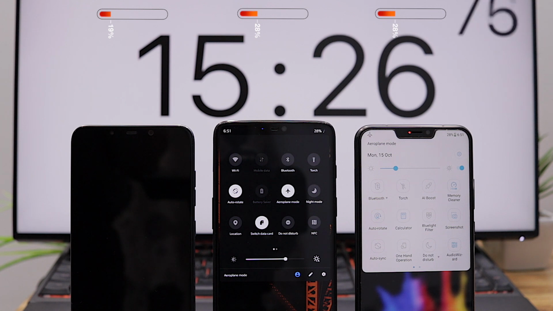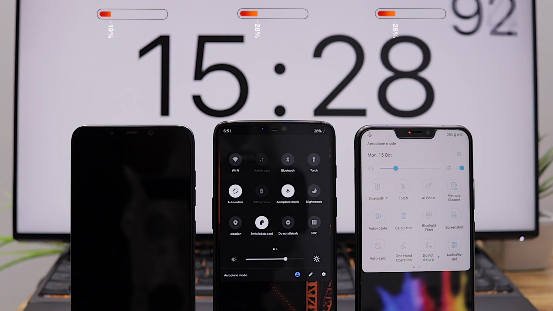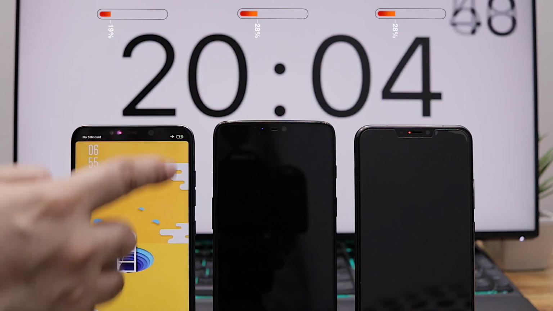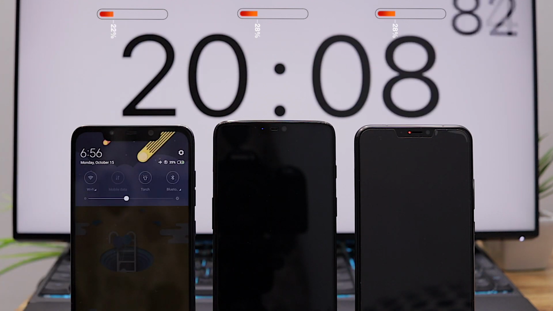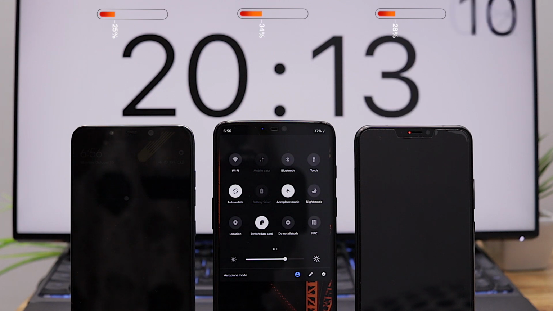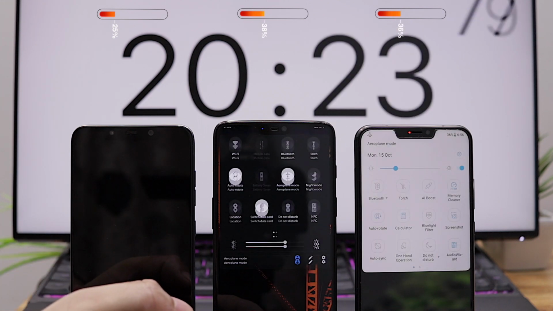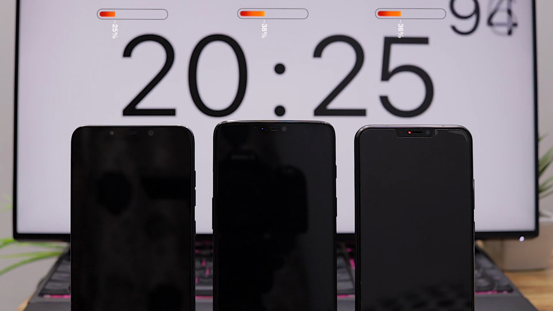Pretty neck and neck competition so far between the OnePlus 6 and Asus Zenfone 5Z. After 20 minutes, Poco F1 is 25% charged, OnePlus 6 is 38% charged and 5Z is on 36%. And this is the first time OnePlus 6 has actually taken the lead.